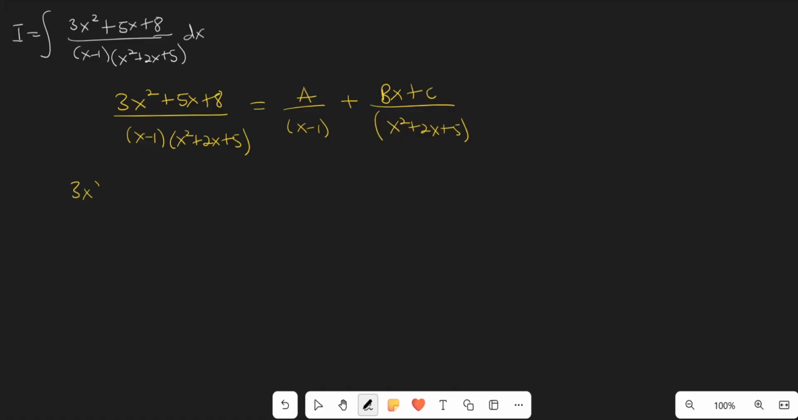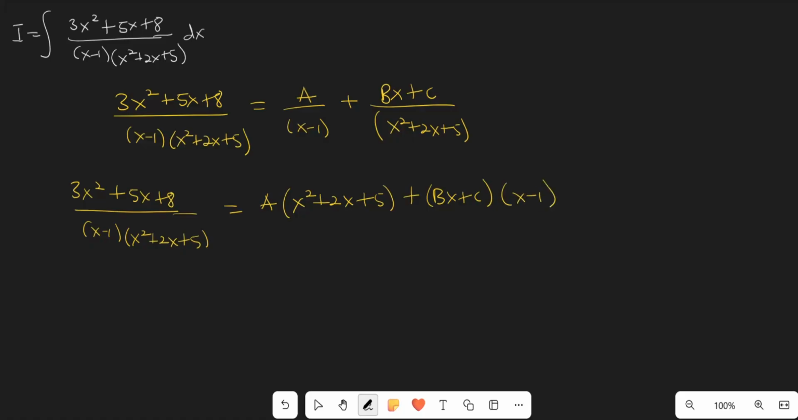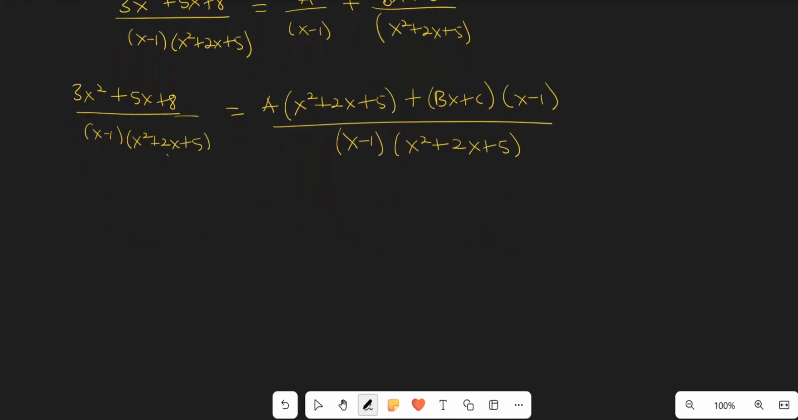And we can really expand the right hand side. So that is equal to A times this term here, that is x squared plus 2x plus 5, plus Bx plus C times x minus 1, all divided by x minus 1 times x squared plus 2x plus 5. So the denominators are the same, so we just have to focus on the numerators.